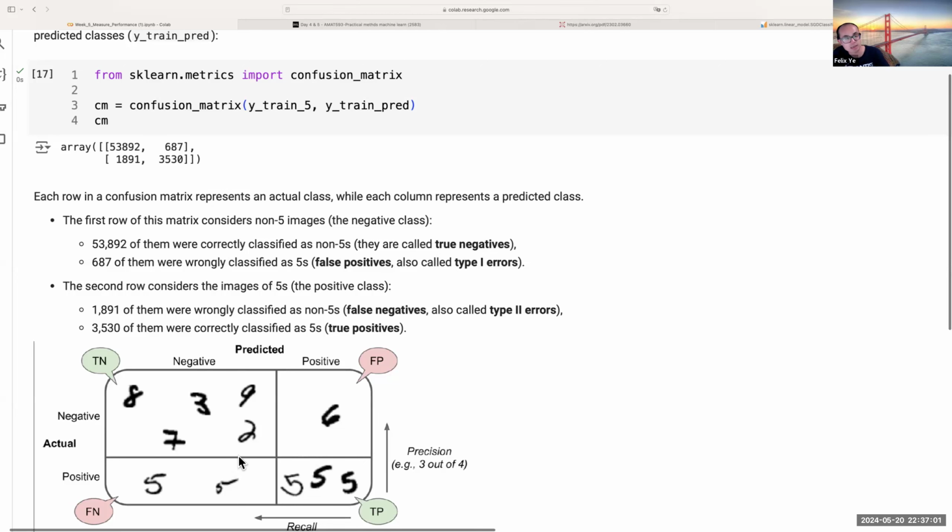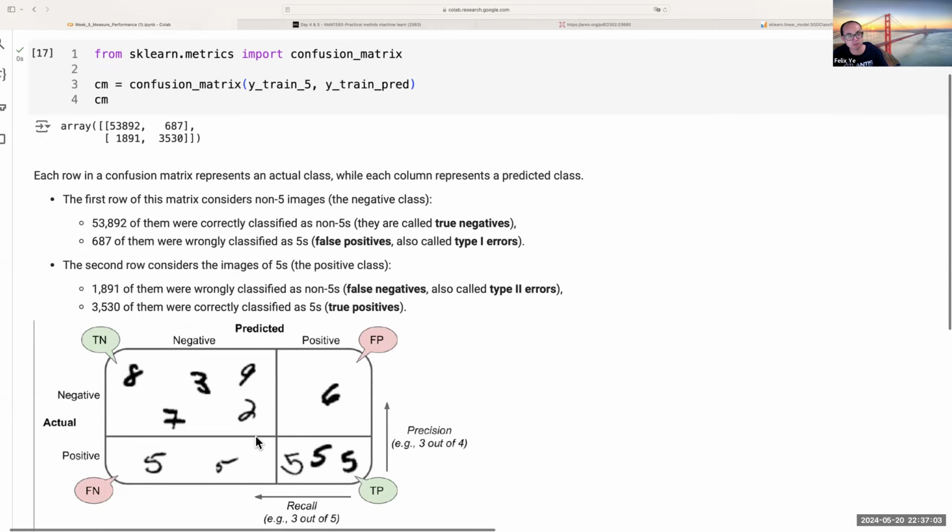And the second one is actually considering the image of 5. So this portion right here should be 5, but it was classified as non-5. It's called false negatives. It's type 2 errors. Then this corner right here, the 3,500, they are correctly classified as 5, and they are actually 5. So this is true positive.